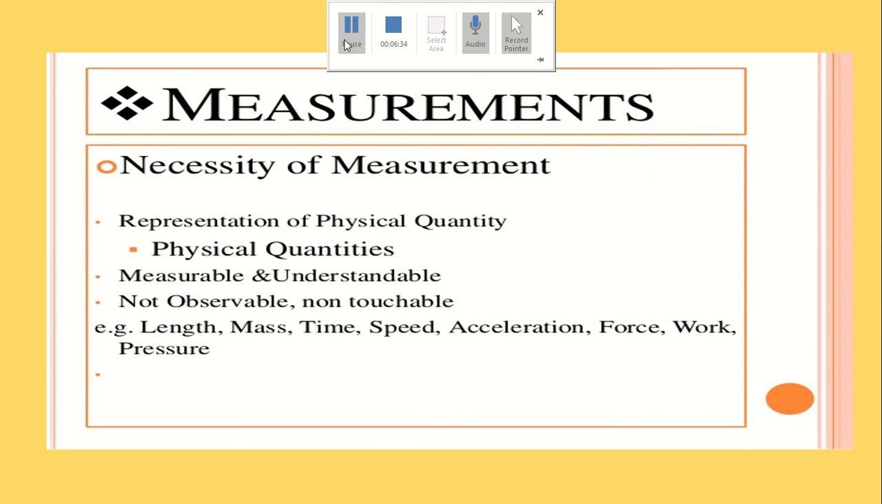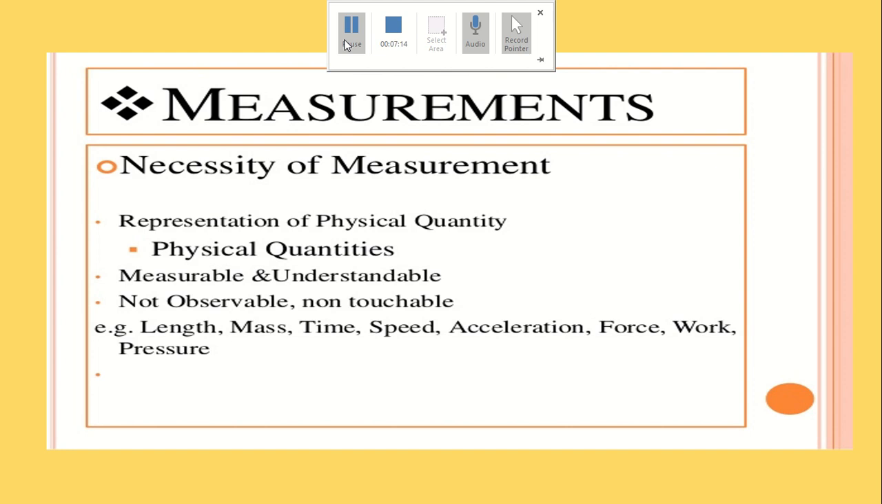That means representation of physical quantity. I have earlier told you physical quantity means the quantity which can be measured. In this world, those quantities that can be measured are known as physical quantities, because all things cannot be measured. If I ask you, how much happiness do you have after watching this movie, you cannot tell how much happiness you have, because it cannot be measured. It's an abstract thing. So the things which can be measured are known as physical quantities.